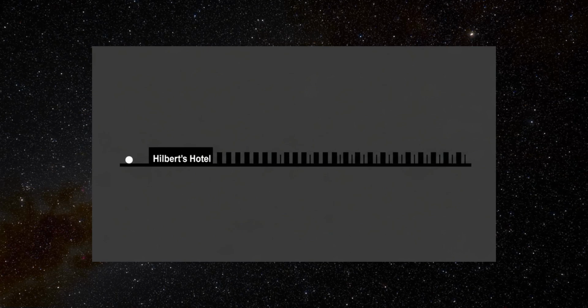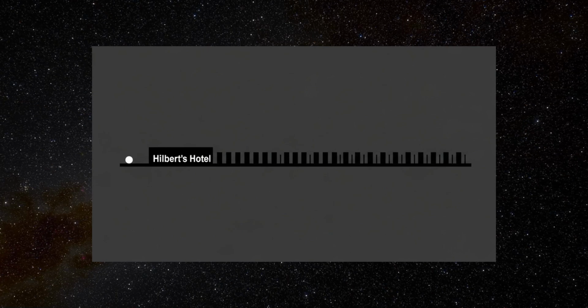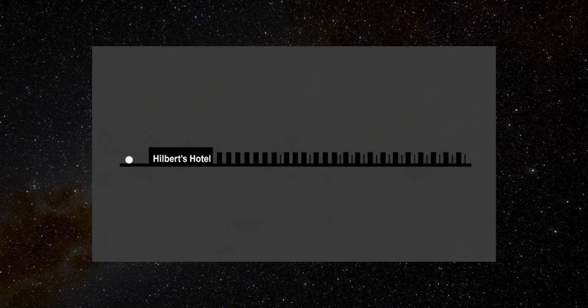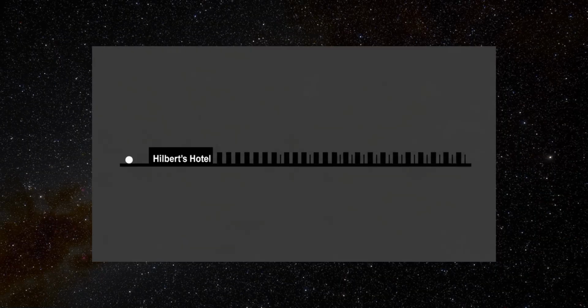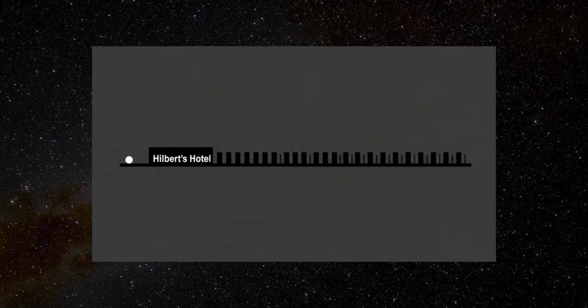Imagine a hotel with an infinite number of rooms, all numbered sequentially, room 1, room 2, room 3, and so on, stretching endlessly. Now suppose that every single room is occupied. In a conventional hotel with a finite number of rooms, this would mean the hotel is completely full and cannot accept any more guests. But Hilbert's Hotel is no ordinary place. Here's where the strange part begins.